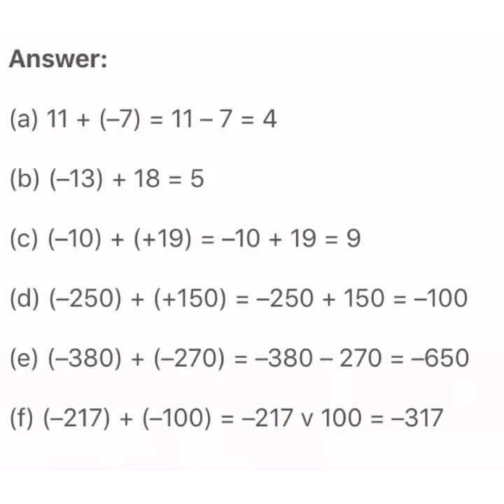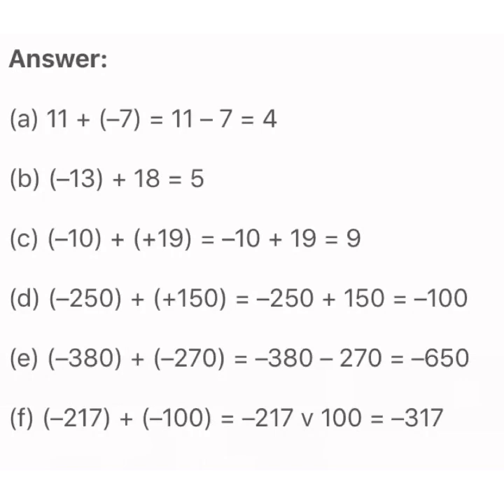Now minus 13 plus 18. Children, here we have two integers, one is positive and the other is a negative integer. So here the negative integer is smaller than the positive integer, so we will get the answer as a positive integer. So minus 13 plus 18 is 5. Now the third one, minus 10 plus 19. So minus 10 plus 19 is 9 because minus 10 is smaller than 19.